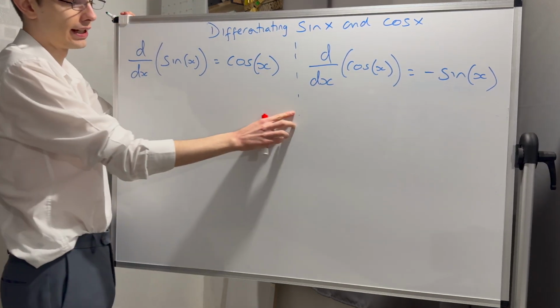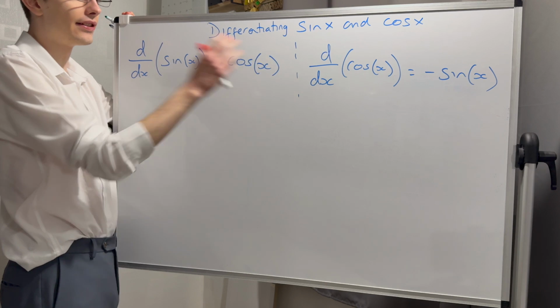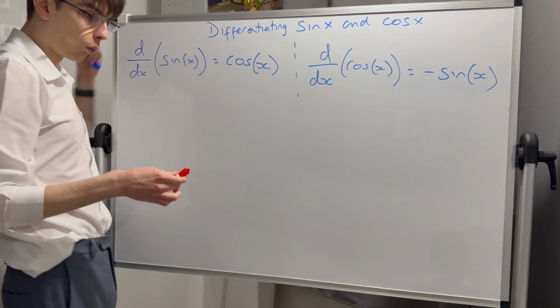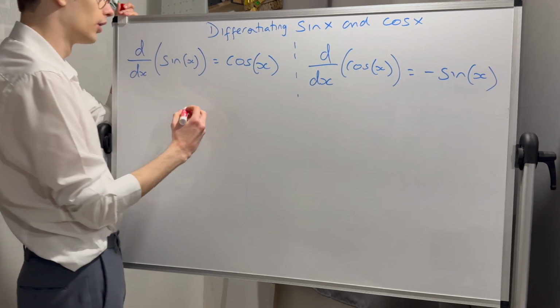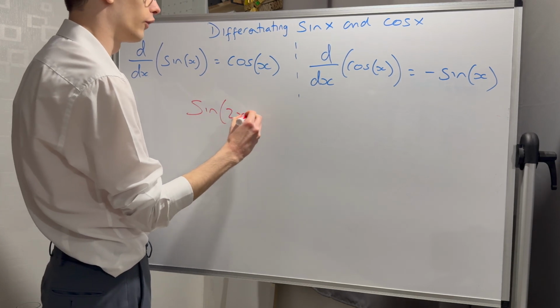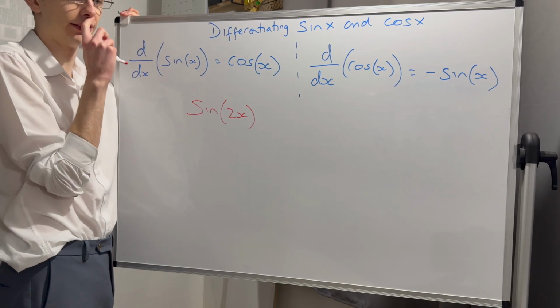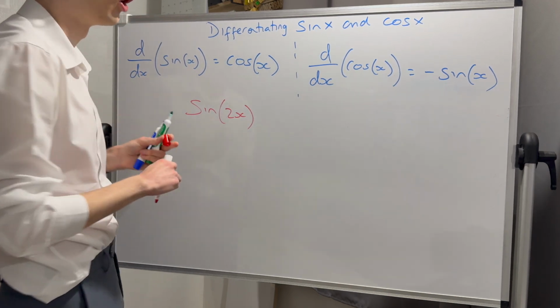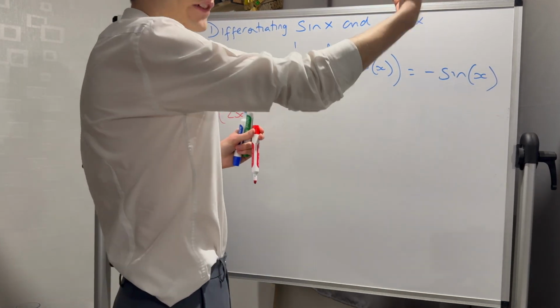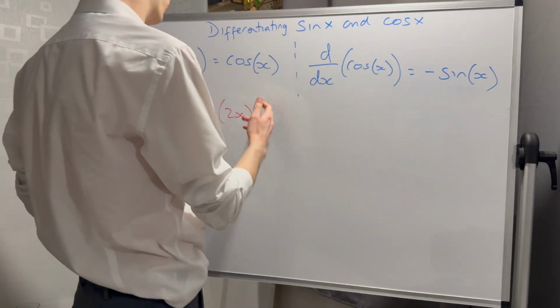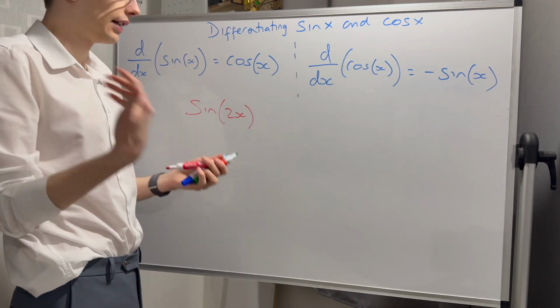And what I wanted to do here is state these two and then just mention what happens when it gets weirder. What happens when I have sine of 2x, for example? What does that differentiate into? Because again, I don't want to be doing the whole first principles thing every time. I'd rather just be able to look at it and know. And luckily I can.